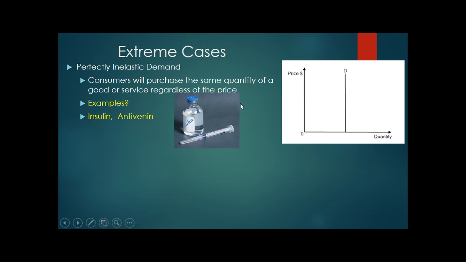But for the most part, and that's sort of the purpose of government in some of these things, is to control some of those prices. For the most part, it's going to have a straight up demand line just like that.